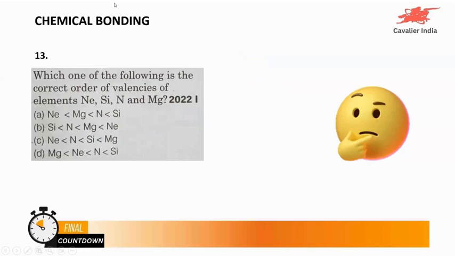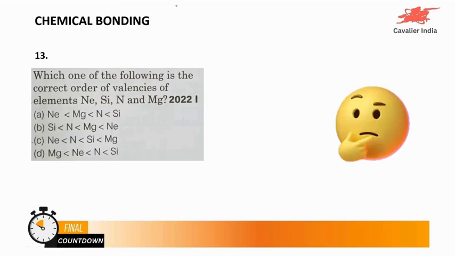Which one of the following is the correct order of valencies of elements neon, silicon, nitrogen, and magnesium? Just give a try for this question. Which is the right answer? Which is the right option? That is, the correct order of valencies.